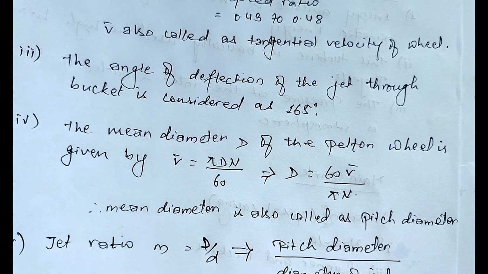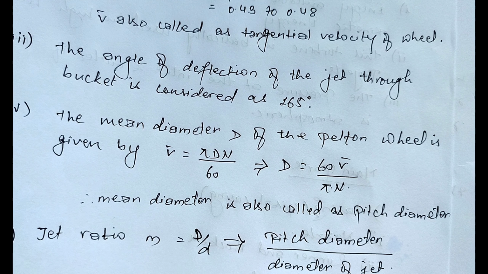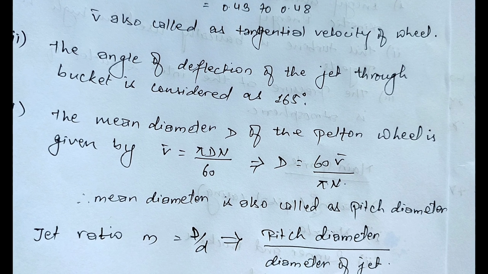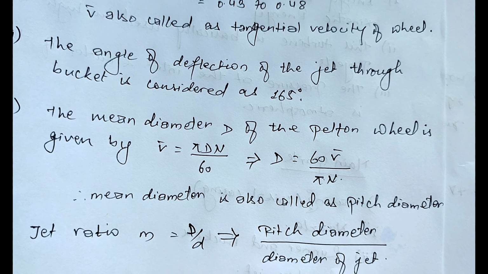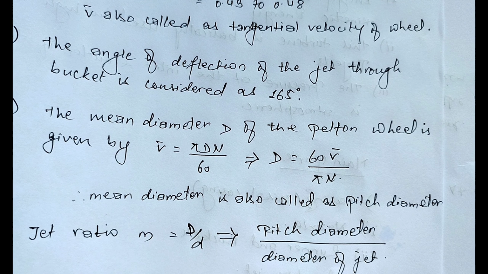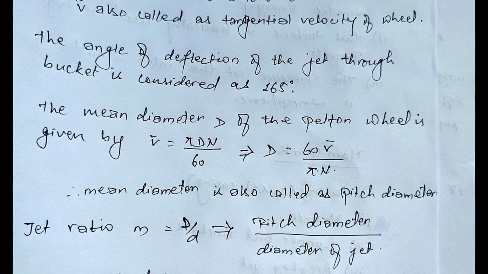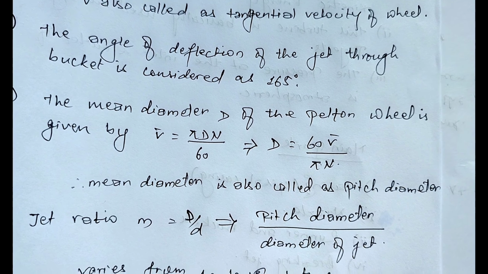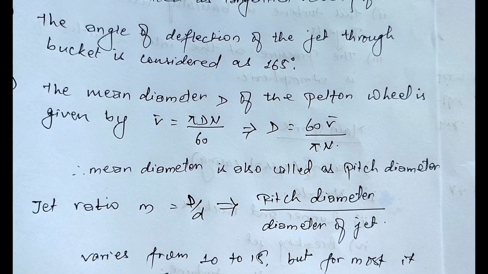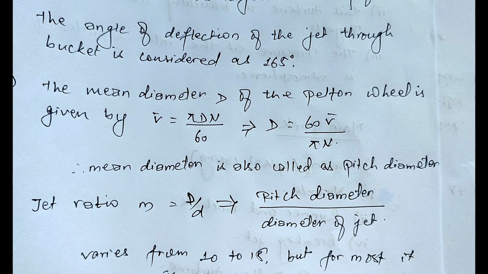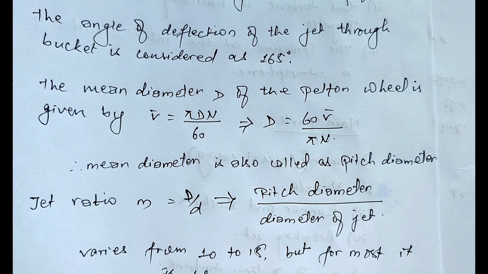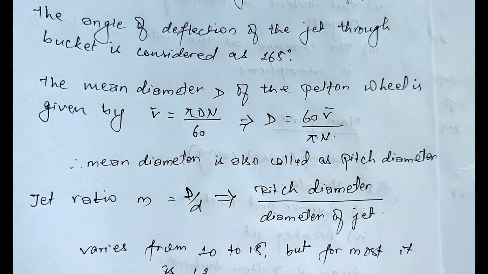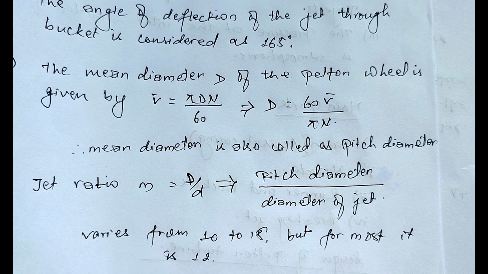In the next step, the jet ratio is calculated, where the jet ratio is denoted by m equals capital D by small d, the ratio of the pitch diameter to the diameter of the jet. The jet ratio varies from 10 to 15, but for the most economical design it is taken as 12.